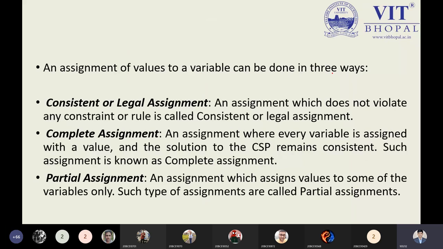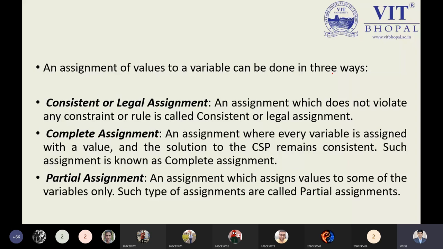Okay, so theoretically we have these three kinds of assignment. What is known as a consistent or legal assignment? Theoretically, it is an assignment which does not violate any constraint or rule. If I'm taking any value which does not violate any rule, I can say this is a legal assignment, that is a consistent assignment. A complete assignment is an assignment where every variable is assigned a value and the solution of the CSP remains consistent.